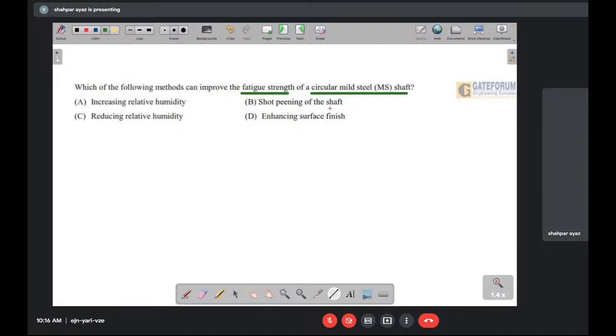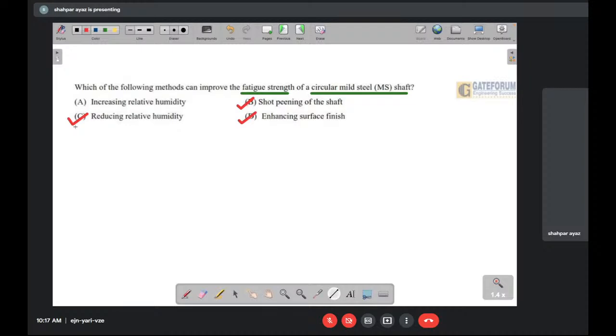Anyone? I can see your chats, my dear. No need to worry at all. Vijay is saying, sir, BCD. Shot peening, yes, that is absolutely right. By doing shot peening, we can increase the fatigue strength. By enhancing the surface finish, we can increase the fatigue strength. That's also good. Next, by reducing the relative humidity, we can also increase it. Very good.